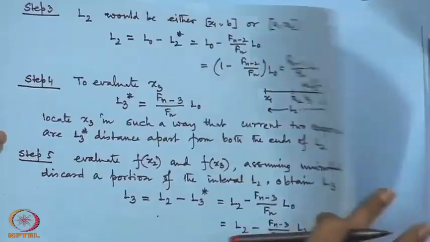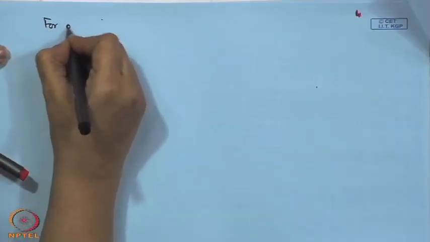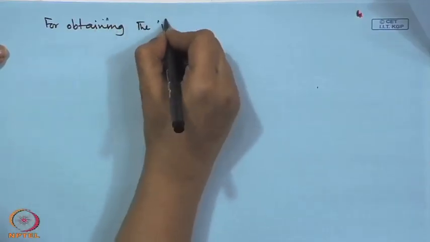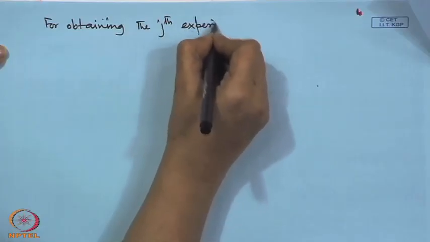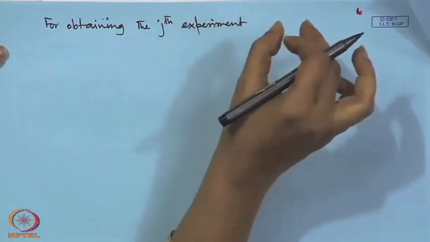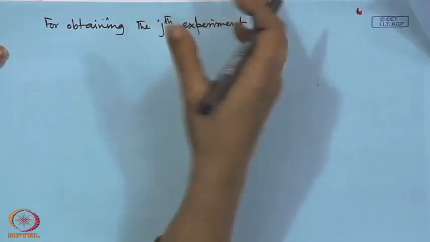That is why in general, for obtaining the nth experiment, because as we got x3, in the similar process we will discard a part of L3 and we will reach L4, and there also we will get another experiment x5. In that way we will proceed further and further. How long we will proceed? We will proceed up to the nth experiment.